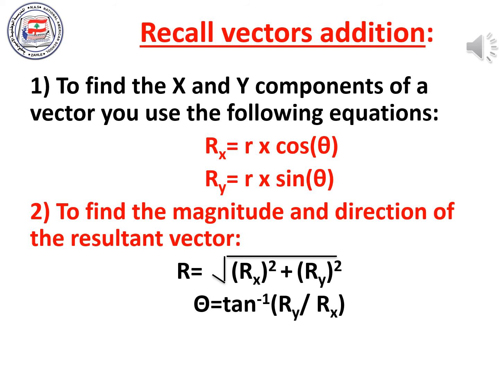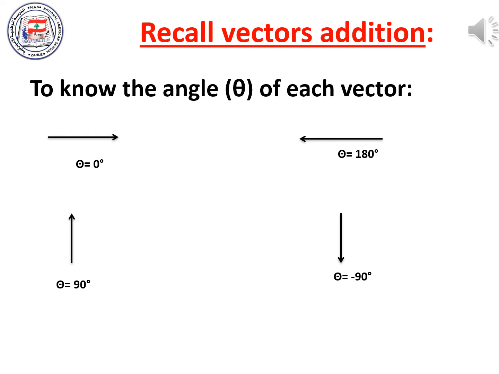In order to know the angle of each vector, you follow the rules that I stated in front of you. First, if the vector is horizontal to the right, the angle is 0 degrees. If the vector is horizontal to the left, the angle is 180 degrees. If the vector is vertical and upwards, the angle is 90 degrees. And if the vector is vertical and downwards, the angle is negative 90 degrees. If the vector has an angle other than these four angles that I just stated, the angle will be given. So the angle is either given or it will be one of these four cases.